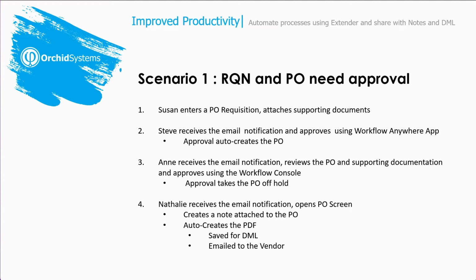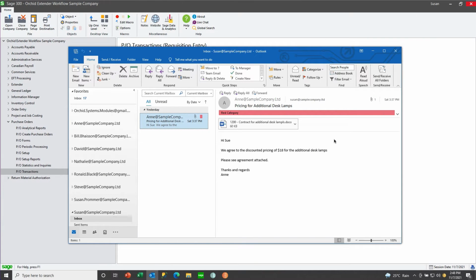And when she approves the PO, it's going to take the PO off hold. Natalie will receive the email notification that the PO has been taken off hold, and she'll be able to go and open the PO screen and create a note to attach to the PO. A PDF of the PO will be auto-created, saved in the Document Management link folder, and emailed to the vendor. Susan has received an email from her supplier confirming the agreed pricing of $18 for the additional desk lamps, so she's now in a position to enter the purchase requisition.